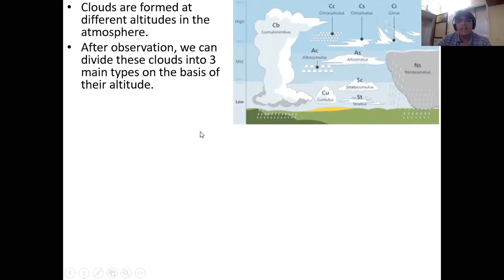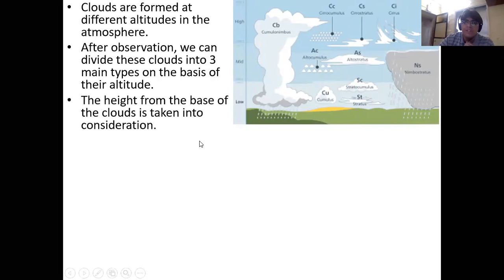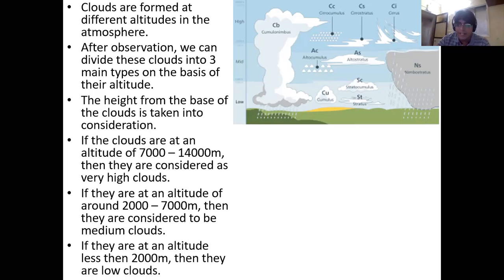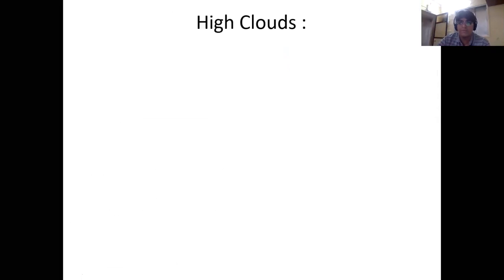After observation, we can divide these clouds into three types on the basis of their altitude. The height from the base of these clouds is taken into consideration. If the clouds are at an altitude of 7,000 to 14,000 meters, then they are considered as very high clouds. If in between 2,000 to 7,000 meters, then they are called medium clouds. And below 2,000, they are called low clouds.